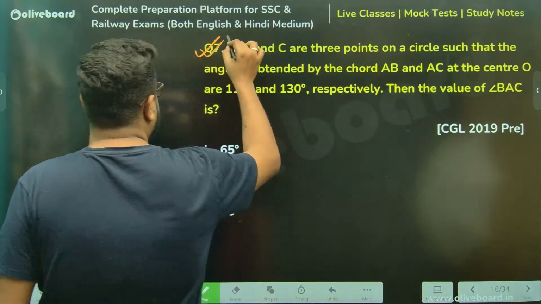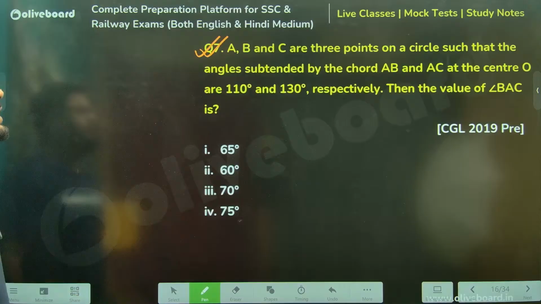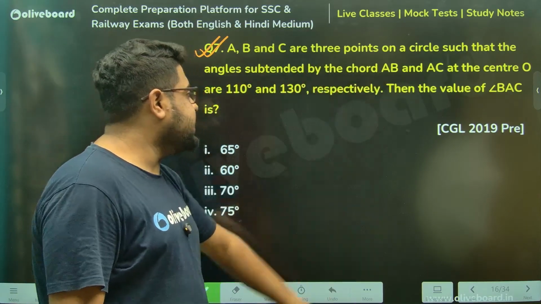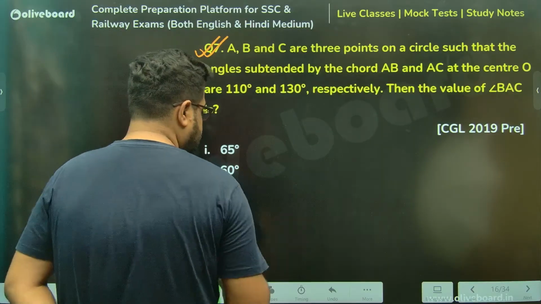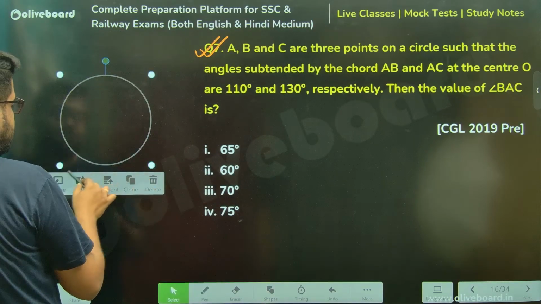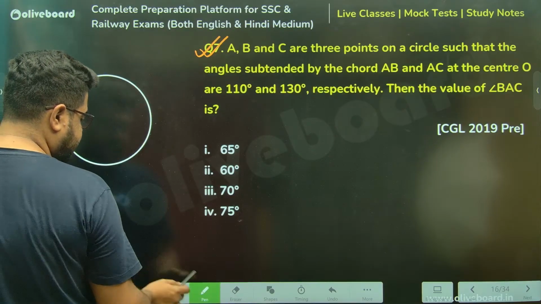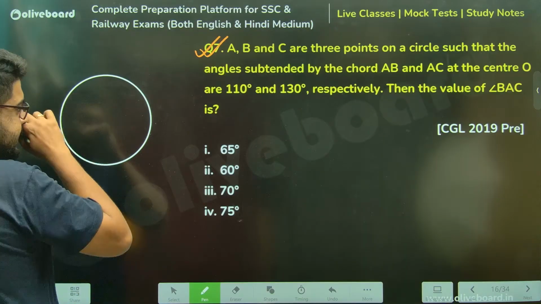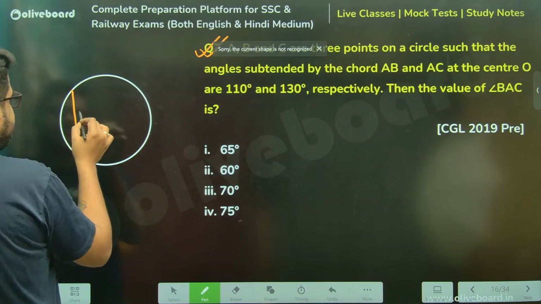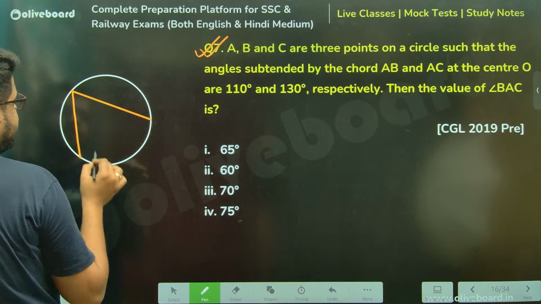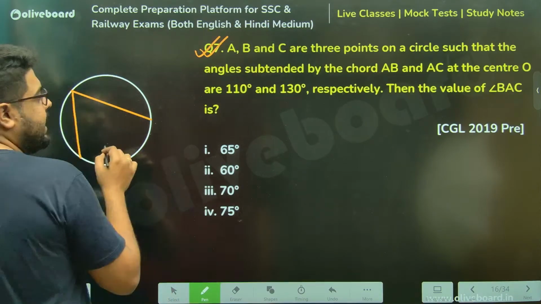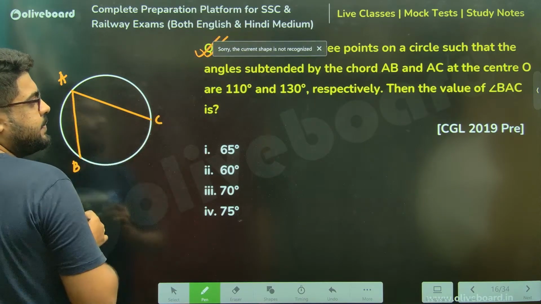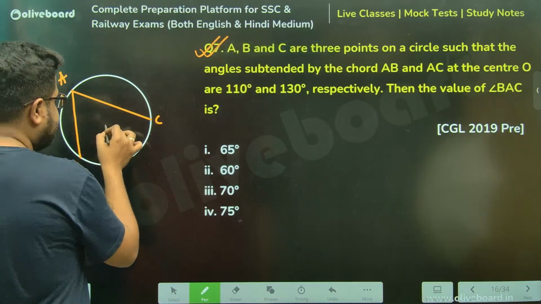Based on that, we have to solve a few questions. Please see the first question. A, B, C are 3 points on a circle such that the angle subtended at the center is given. Let's see. I'm drawing it by hand only. Points A, B, C, with AB and AC. Now the center is O, somewhere here.